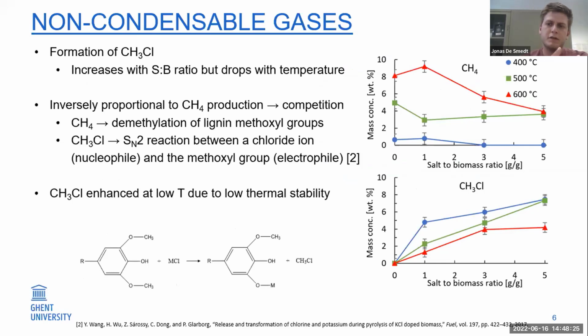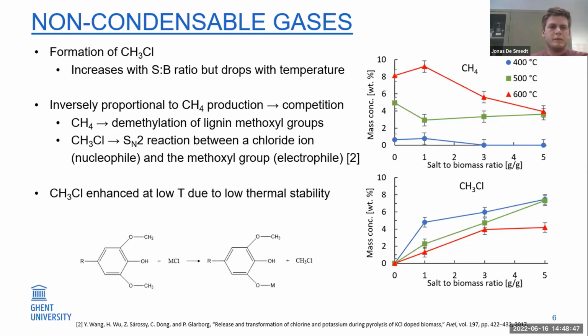So the highest production of chloromethane was at 400 degrees Celsius with a salt to biomass ratio of 5, and the lowest was with increased temperature. And the inverse effect was actually observed with methane itself, which means that there is some competition between one and another.